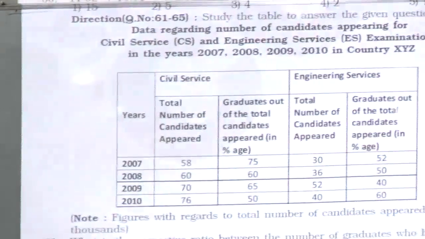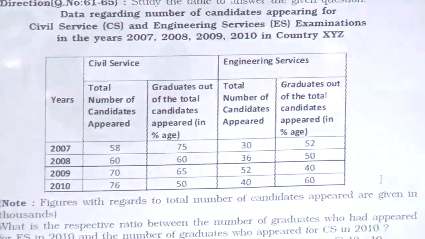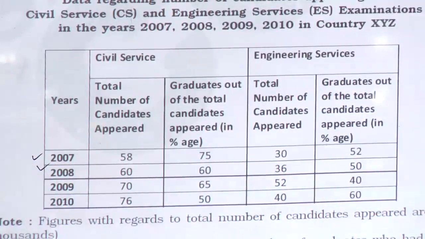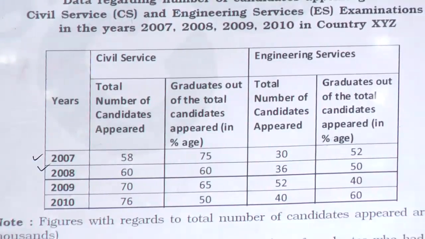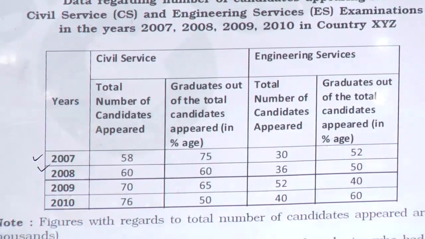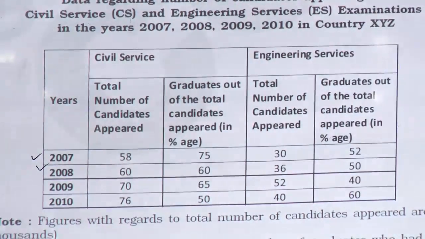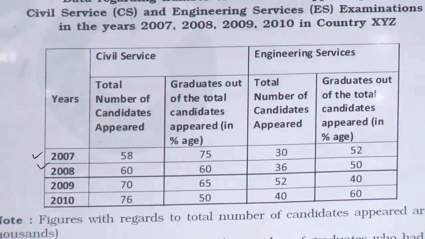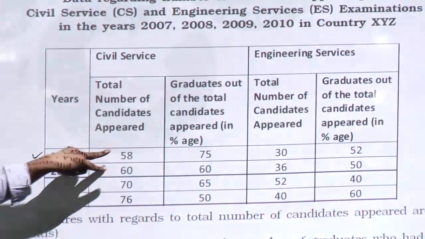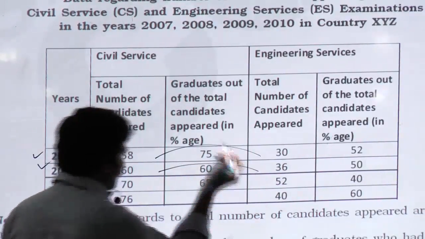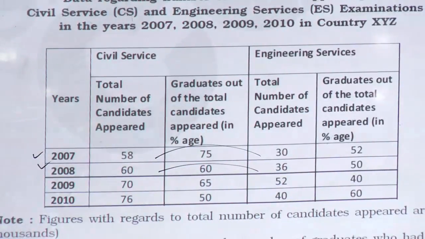What is the difference between average number of candidates who appeared in CS in 2007 and 8 and the average number of candidates who appeared ES in the same year. So this is about average difference. No graduates. About total population. Total candidates who appeared the data. Average difference. Instead of taking average here and going for difference, let me go for individual difference and then go for average. I'll go for individual difference.